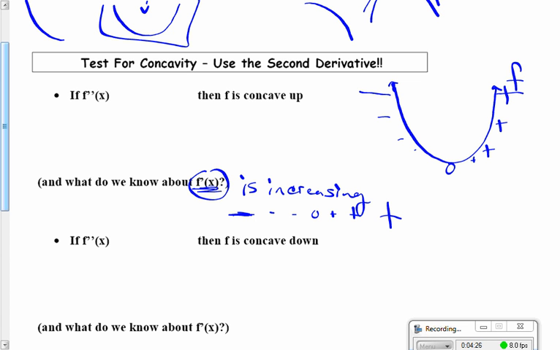f double prime is greater than 0. So if f double prime is greater than 0, the graph is concave up. And f double prime greater than 0 tells us that, I know this is a lot, but f double prime greater than 0 tells us that f prime is increasing. I know. I'll try to give you a little trick here in a minute.